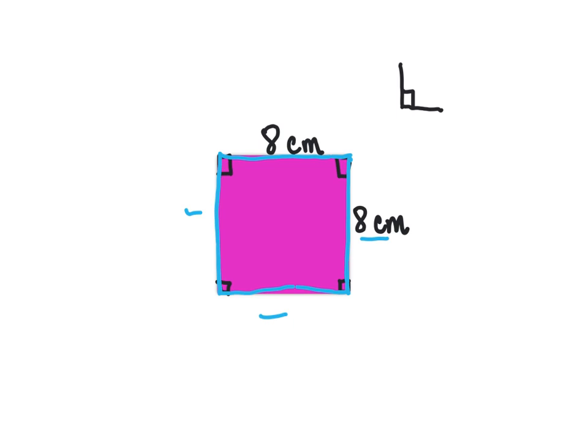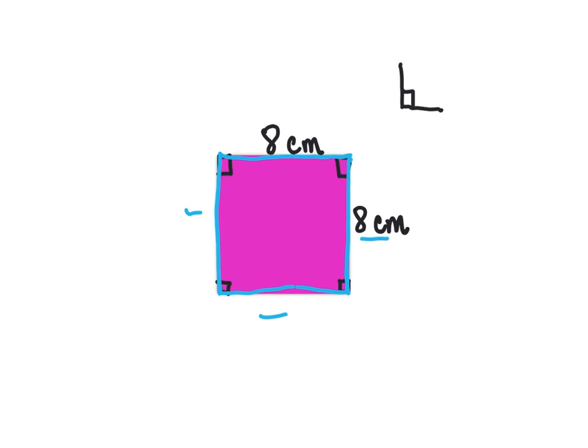Now, how do you know which side is the length and which side is the width? It really doesn't matter because all sides are the same length. So it doesn't matter which is the length and which one is the width. The multiplication equation would be the same no matter what order you put the factors in.